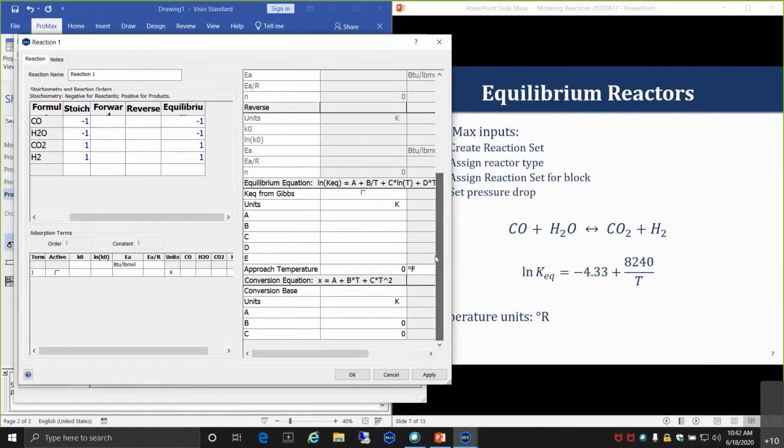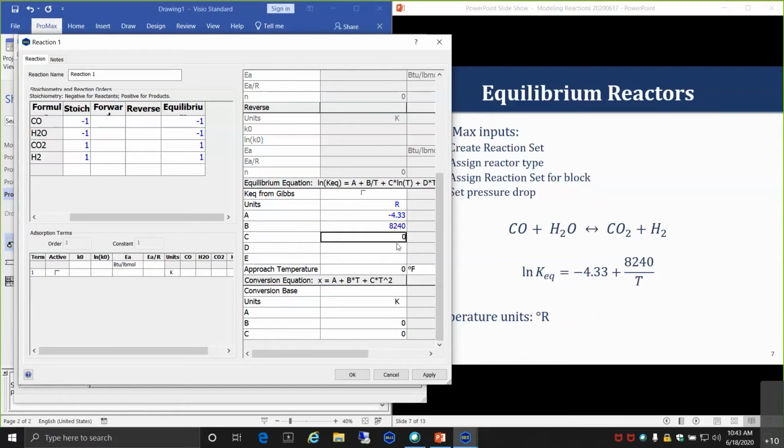We're going to come down here. If you select the KEQ from Gibbs, this is basically telling ProMax to determine the KEQ from what ProMax calculates as the Gibbs free energy. This, in essence, will give you the exact same effect as a Gibbs minimization reactor. We have an expression, though, where A is minus 4.33 and B is 8240.